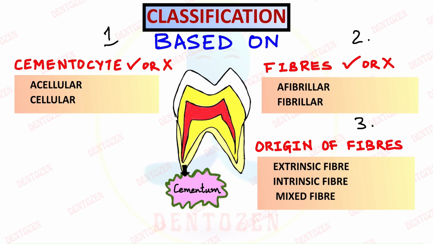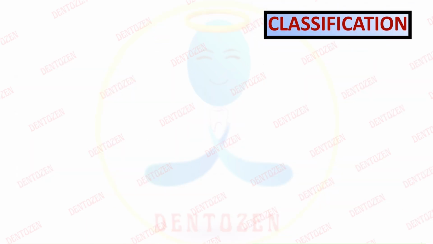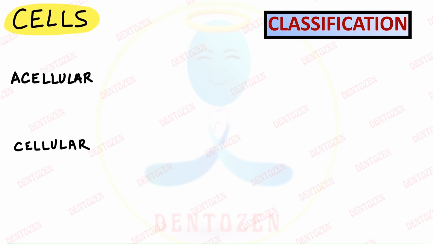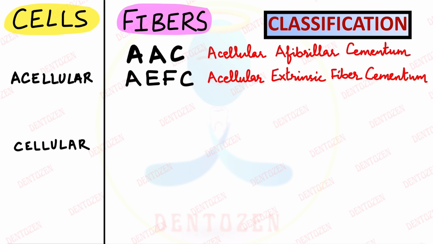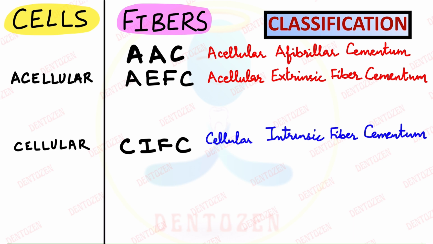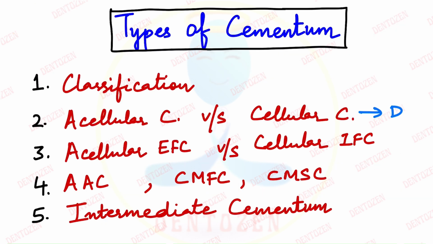Now the fourth classification is based on the time of formation of cementum. The one which forms first is called primary, and that is acellular. The one which forms later is called secondary, that is cellular. So that is the fourth classification. And also to these four classifications you can add intermediate cementum. You can further elaborate this classification of acellular and cellular based on fibers. Acellular can be acellular extrinsic fiber cementum and acellular afibrillar cementum. What about cellular? Cellular has intrinsic fibers. It can be mixed fiber or it can be mixed stratified. Now we come to the second part of your answer, differences between acellular and cellular with diagrams.